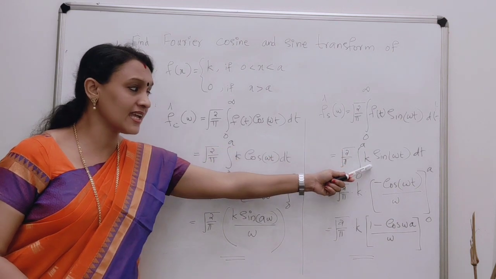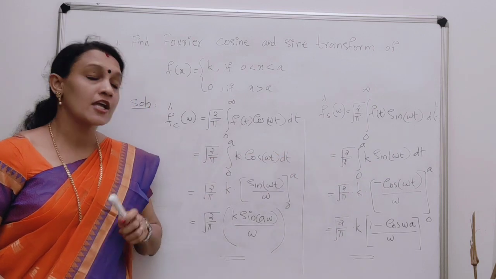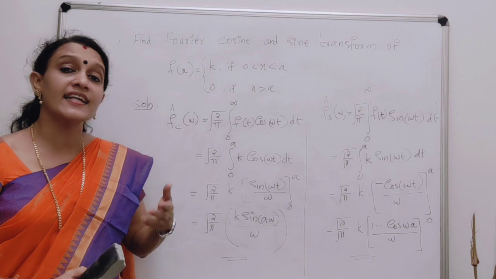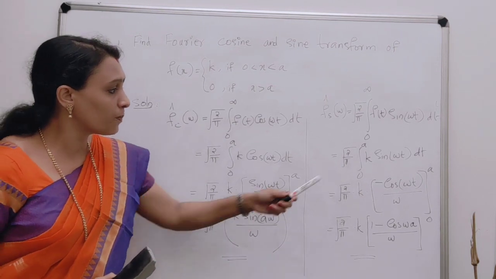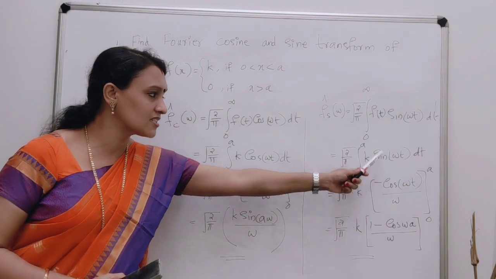And what is f of t? It is given as k. So k into sin omega t dt. Now remember the integral of sin x: its integral is minus cos. So don't forget to put the negative sign. So minus cos omega t by omega with the limit 0 to a.